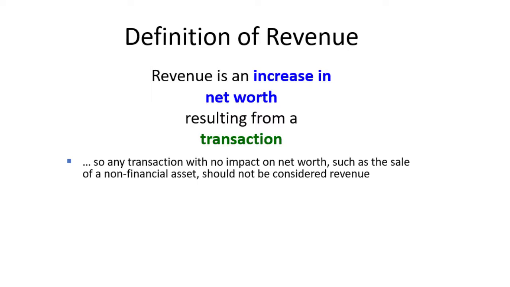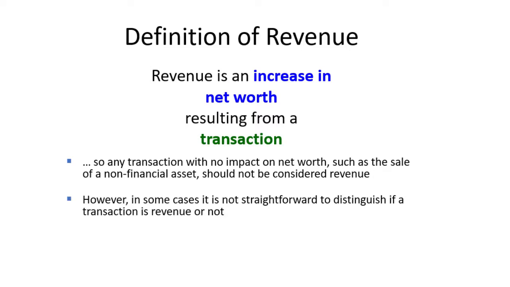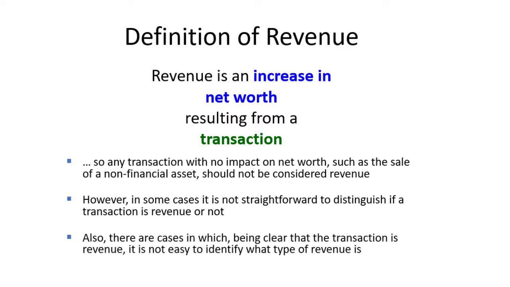So only if you change financial assets, if the government has stocks, for instance, or government bonds of another, then this is an asset, but a financial asset, not a non-financial asset. However, in some cases, it's not straightforward to distinguish if a transaction is revenue or not. Also, there are cases in which, being clear that the transaction is revenue, it is not easy to identify what type of revenue this is. We come to these different types later on.